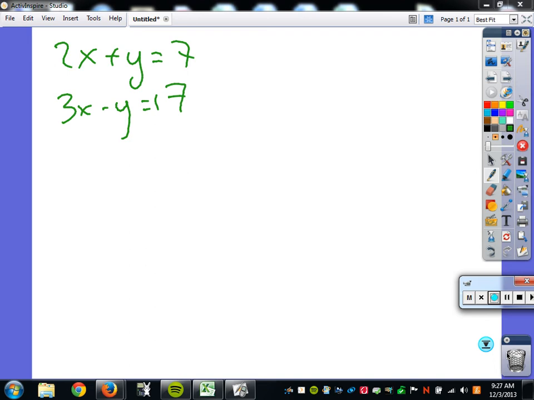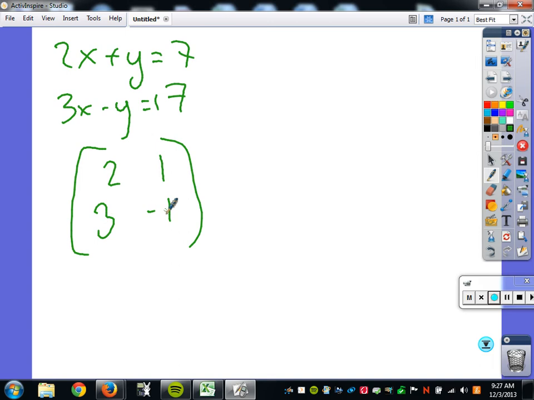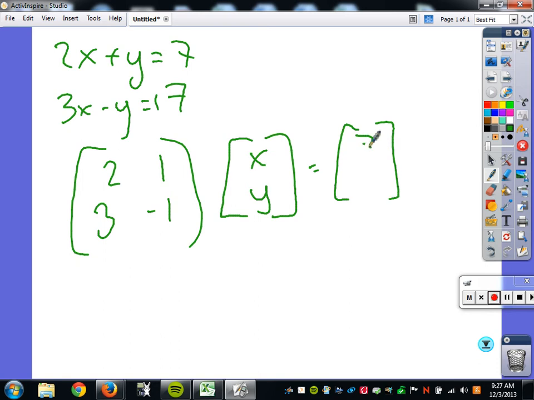All right, here we go. So what I'm going to do is first write my coefficient matrix. It looks like this. Notice it's just the coefficients of my x's and the coefficients of my y's. Does that make sense to everybody? That's called your coefficient matrix. Then I'm going to have my variable matrix. And then I'm going to have my solution or answer matrix, I guess you could call it.